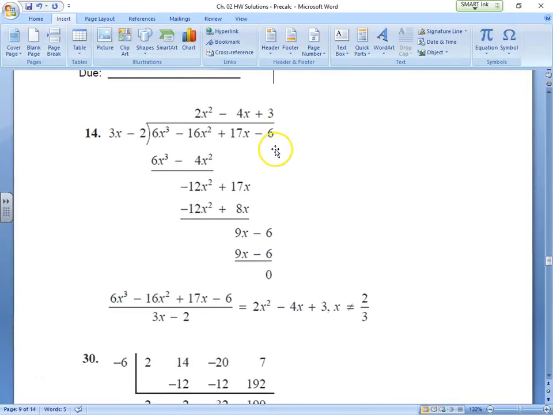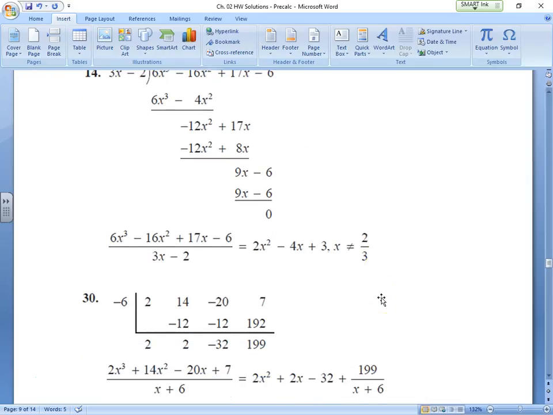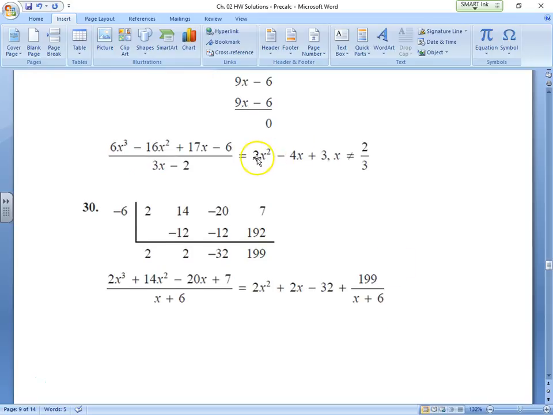Number 14, final answer: 2x squared minus 4x plus 3. However, why did they write the answer to the division problem from up above, and this extra piece?